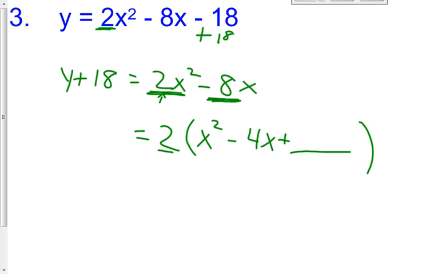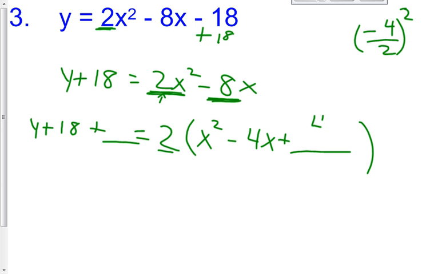That still equals y plus 18 plus a blank. Once you put a blank on the right side, you've got to put a blank on the left side. So now we're going to take b divided by 2 squared. A negative 4 divided by 2 is a negative 2. A negative 2 squared is a positive 4.